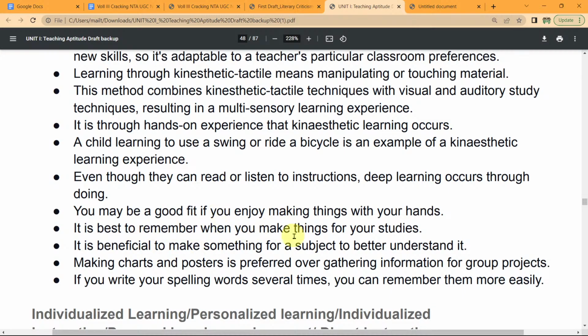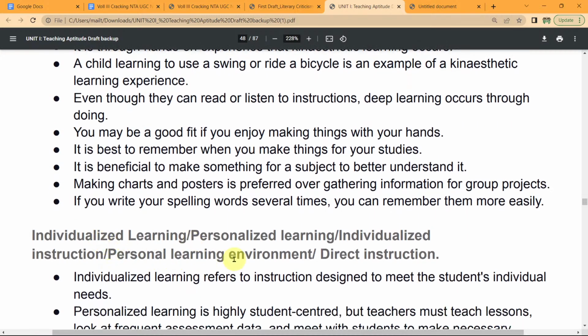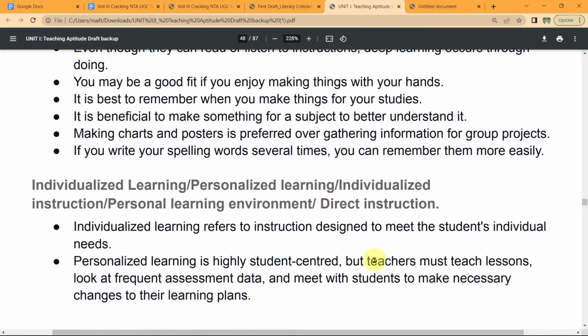Great. So it is best to remember, when you make things for your studies, it is beneficial to make something for a subject to better understand it. Got it? Understand it. So individual learning, what we have been discussing, and personalized learning, these are the same words. You might get a question from one of these, and the meaning of all these is the same, which is personalized learning, which can be defined as individualized learning as well. Not only that, it can also be called personal instruction and personal learning environment. Of course, it comes under direct instruction as well. Got it?